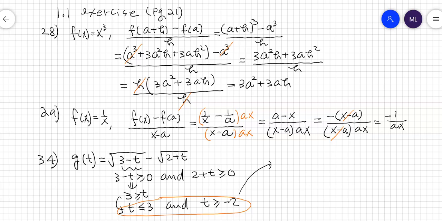So if I just work this on a number line, this is a 3, and this is a negative 2. So somewhere is 0 there. So the answer is all the t such that t has to be what? Greater than or equal to negative 2, less than or equal to 3. Interval notation, negative 2, 3. Okay. So that is 34.